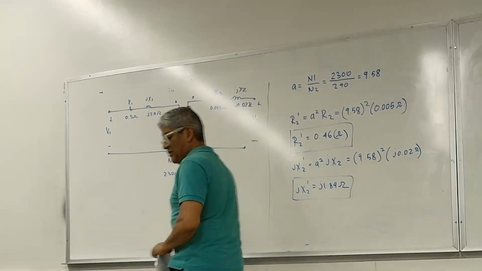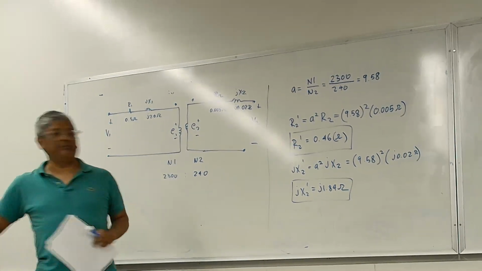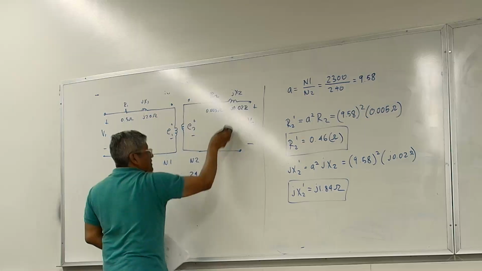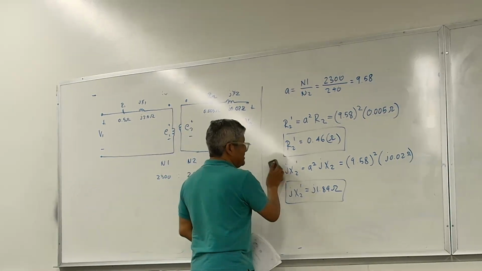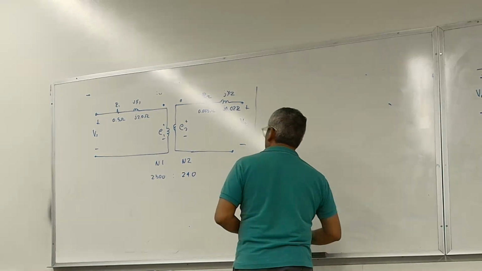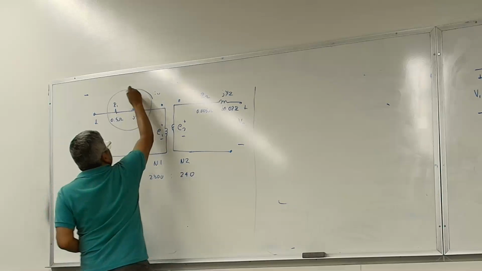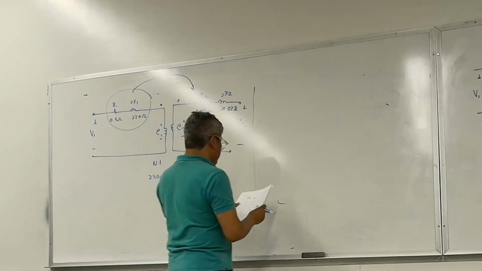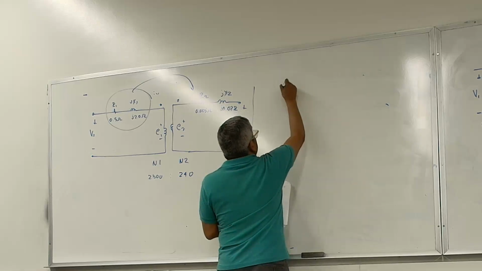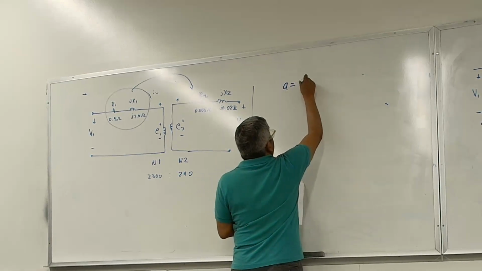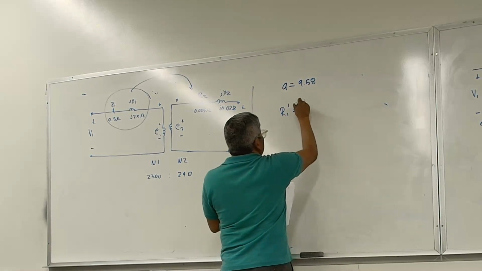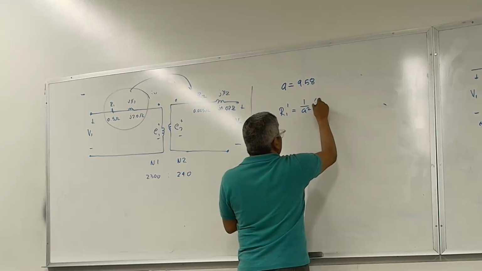Now, what about the other way around? What if I want to transfer the impedance? I want to transfer this impedance to that side. Okay, I'm going to erase this. I'm going to take this once again. Transfer to the secondary. With that one, A doesn't change. Same turns ratio, 9.58. And R1 prime is equal to 1 over A squared times R1.